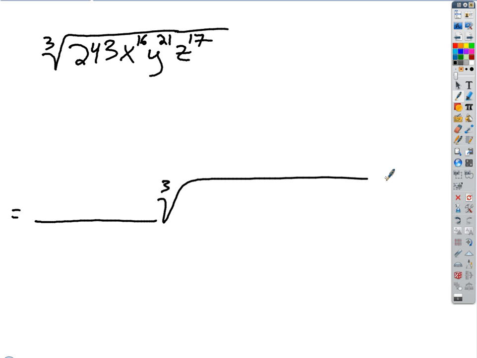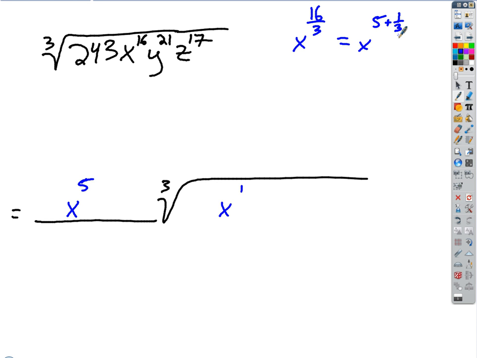Okay, what about the variables? What power of x do we have there? X to the 16 thirds. 16 thirds is a mixed number. It's x to the 5. Mixed numbers are weird. Can you do that math? Sure. X to the 16 thirds: 3 goes into 16 five times, and 1 left over.